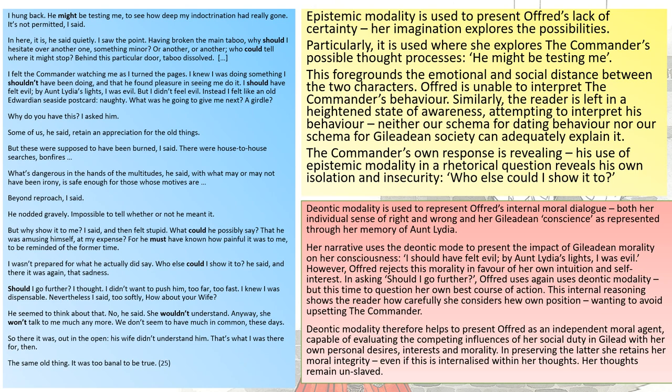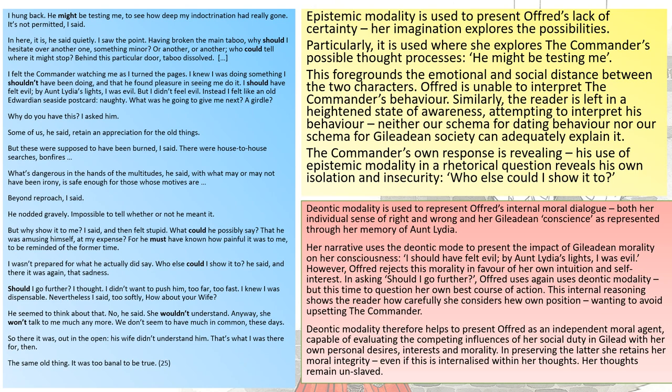Okay, so on reflection, this is a section here where Offred is explaining a lot of her uncertainty about the commander's behaviour and her inability to understand what he's doing. She also expresses a lot of moral uncertainty about what she should or shouldn't do.